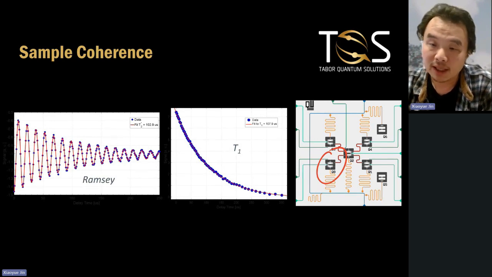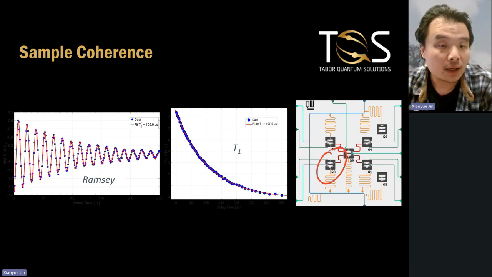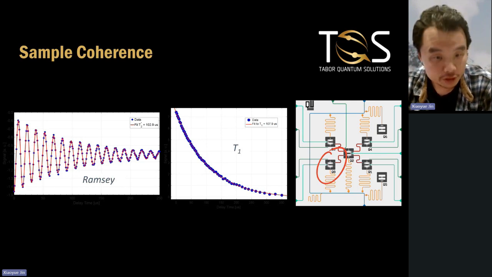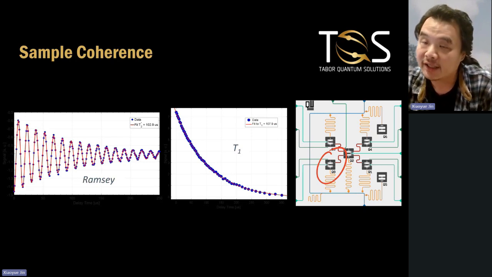So for T1, we apply a pi pulse and wait, and then do readout. T1 is above 100 microseconds as well. The T1 is pretty long across several qubits on the chip. Also, we did a T2 star, the Ramsey experiments. It is also pretty long, above 100 microseconds, which is an indication that our system is really light tight.